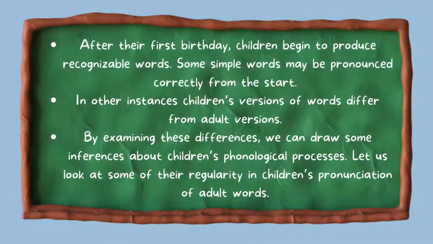After their first birthday, children begin to produce recognizable words. Some simple words may be pronounced correctly from the start. In other instances, children's versions of words differ from adult versions. By examining these differences, we can draw some inferences about children's phonological processes. Let us look at some regularities in children's pronunciation of adult words.